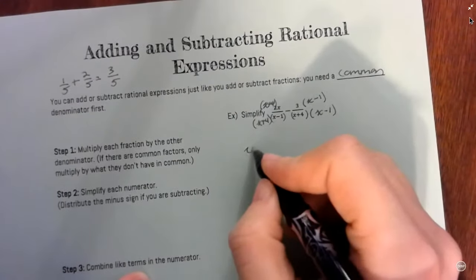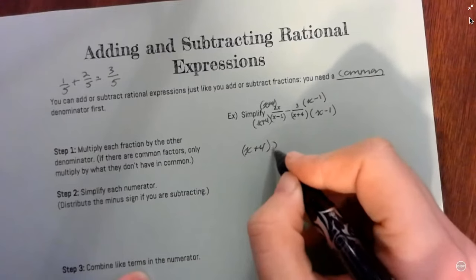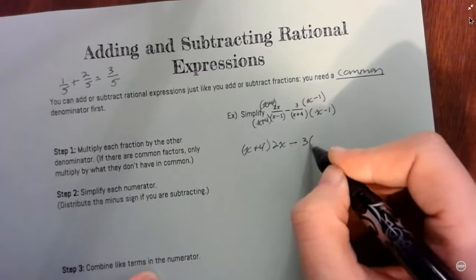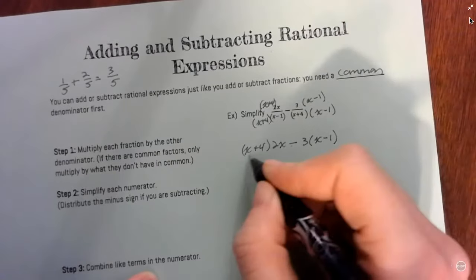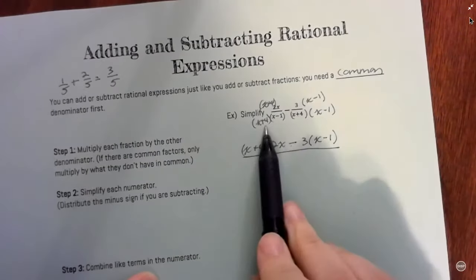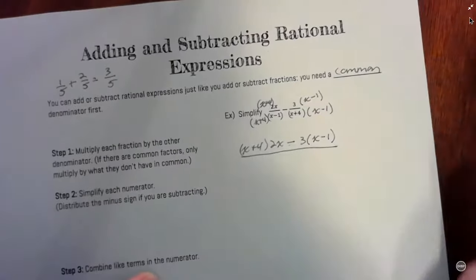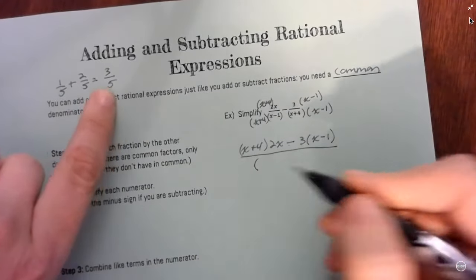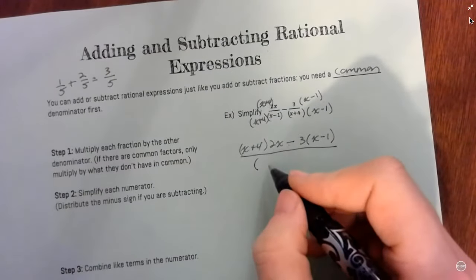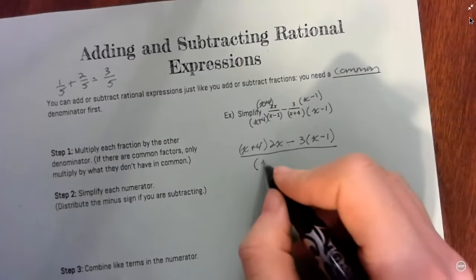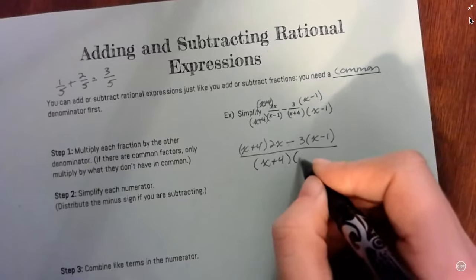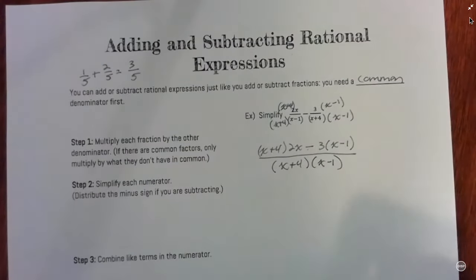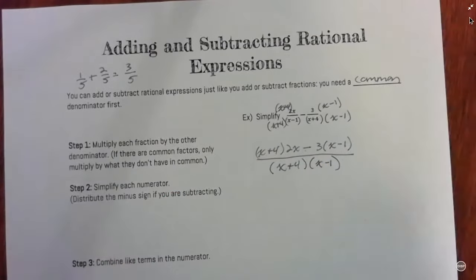So let's see, I've got x plus 4 times 2x minus 3 times x minus 1, all over... and since my denominators are now the same, I can just write it once. Just like up here, I didn't write 10 or 55 or something weird like that. I just wrote the common denominator. So x plus 4, x minus 1. Just like that. Now I just need to simplify my two numerators.